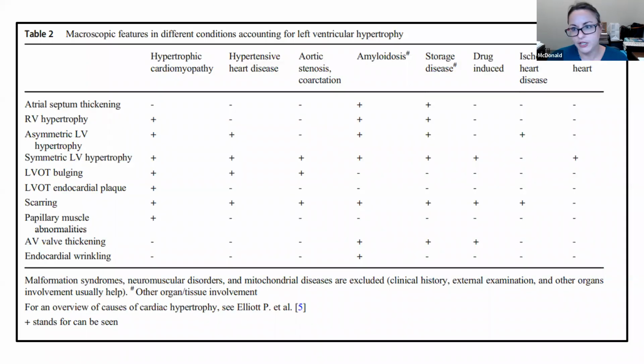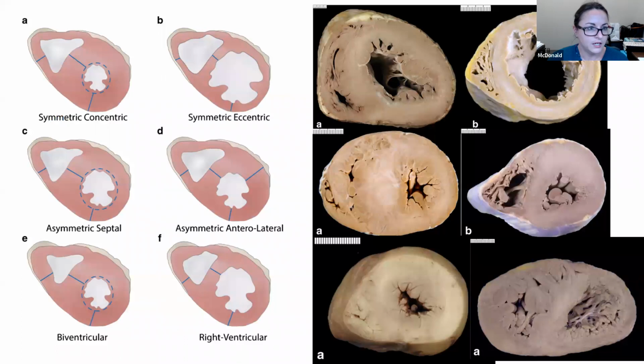They have a good table here that shows patterns that you would see in different disease types. And they have some good images as well, correlating to all of the different patterns you could possibly see.